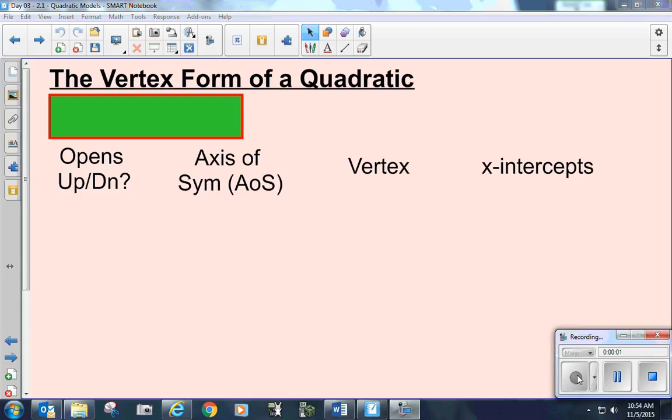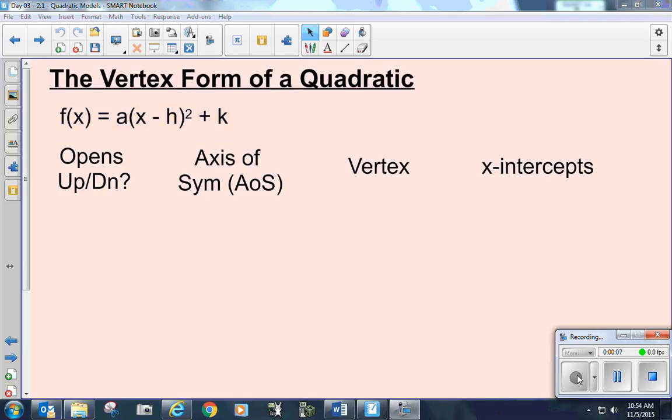So, the vertex form of a quadratic is different from the regular standard form of a quadratic. It is the following equation: f of x equals a times x minus h quantity squared plus k. And you know that f of x is the same as y. Okay?